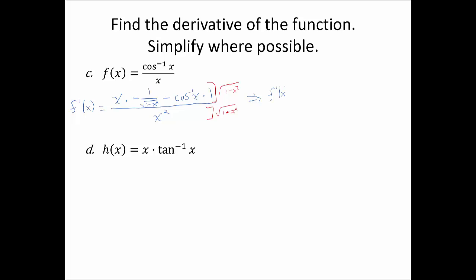So then f prime of x, I would have negative x for the first term, and then minus cosine inverse of x times the square root of 1 minus x squared. And then in the denominator, I'd have x squared times the square root of 1 minus x squared.